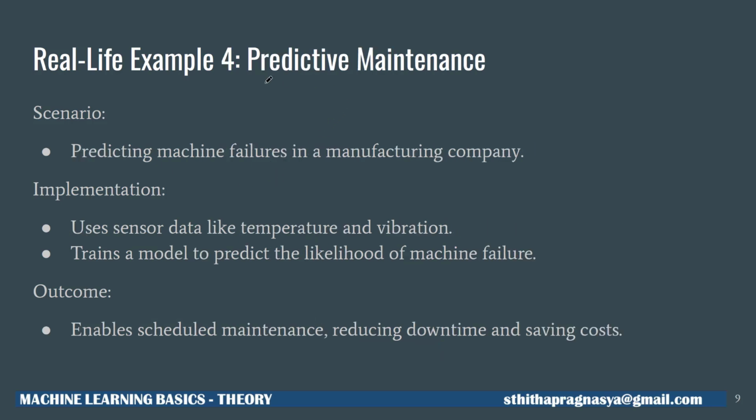And then we have a final example, predictive maintenance. A manufacturing company wants to predict when machines are likely to fail based on sensor data like temperature, vibration, and runtime. This algorithm can be trained on historical maintenance and sensor data to predict the likelihood of machine failure within a certain time frame. And the outcome would be the company can schedule maintenance before failures occur, reducing downtime and saving costs.